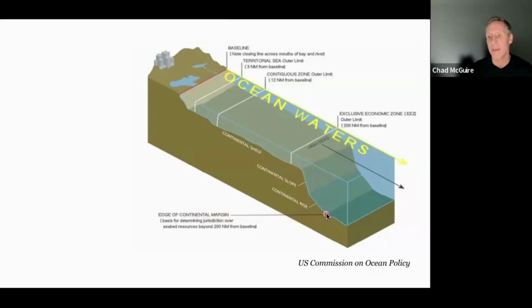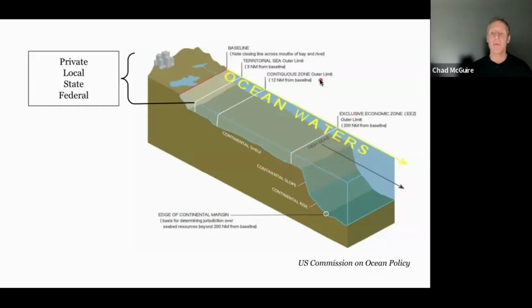So technically, if it goes beyond 200, here's 200, if it goes beyond 200 nautical miles, then that particular nation has the right to the resources, not necessarily to the navigation or things that go on here, but to the deep sea resources. So it's the basis for determining some of this morphology. Otherwise, 200 miles is where the high seas begin, international waters.